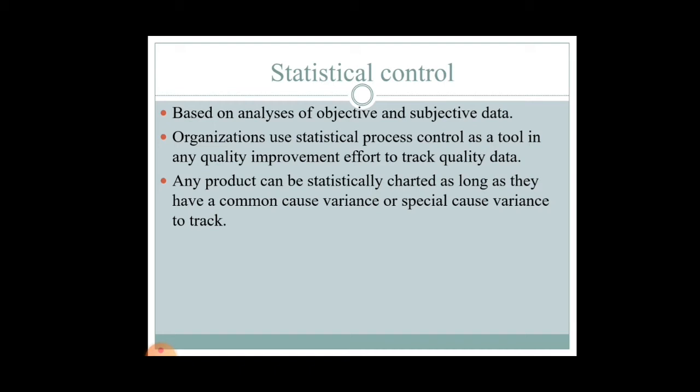Any product can be statistically charted as long as it has common cause variance or special cause variance to track. Like I had already told, trend data can help us to track our product quality, and if any improvement is required, we can make it through some CAPA.